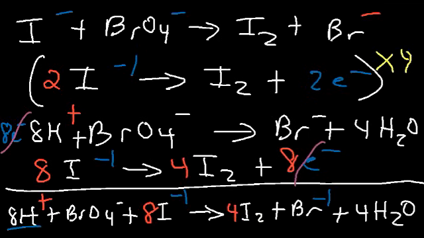As you can see, we have 8 hydrogen atoms on both sides, 1 bromine atom, and 4 oxygen atoms, and 8 iodine atoms. Now let's check the total charge. The total charge on the right side is -1. On the left side, +8 and -8 cancels, so we're just left with this number. So on both sides, the total charge is -1. So this reaction is balanced.